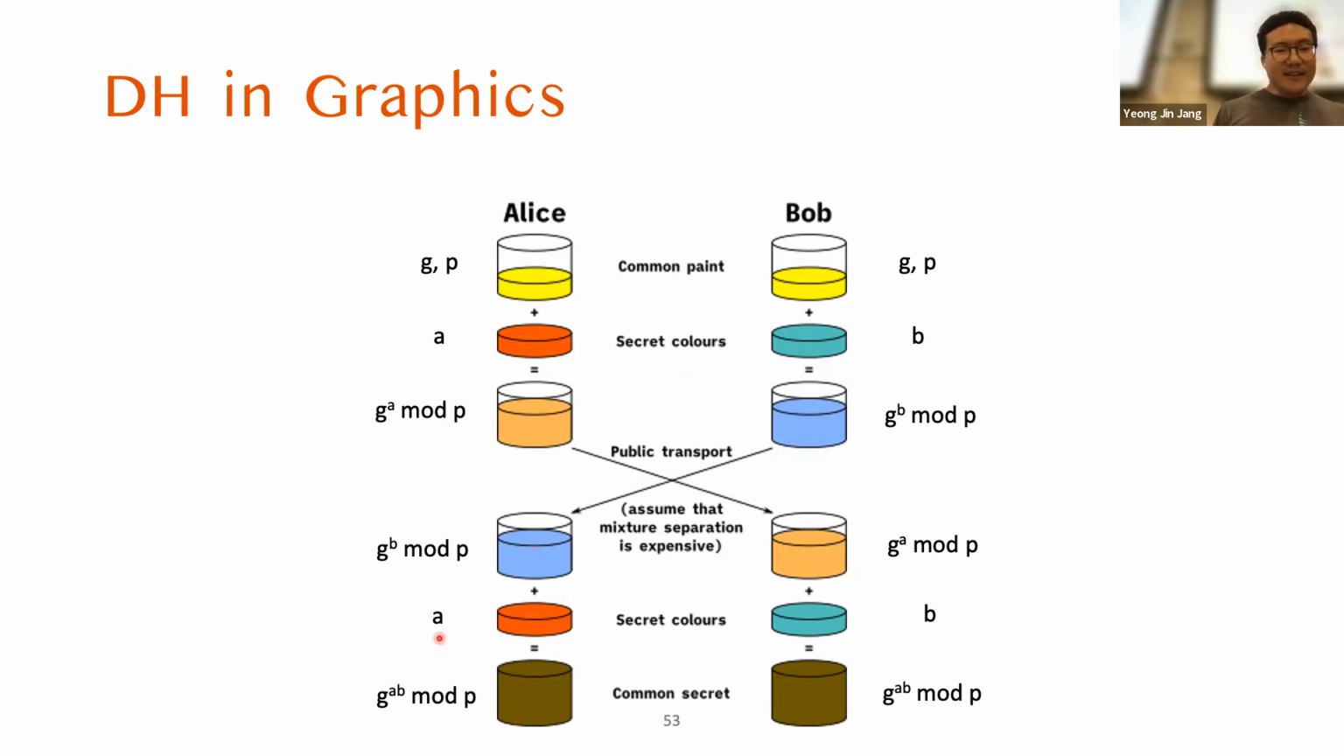Because A knows their own secret color and B knows their own secret color, they can generate it. But by just knowing these two mixed colors, no matter how you mix the color, it will be very hard to get this exact number.